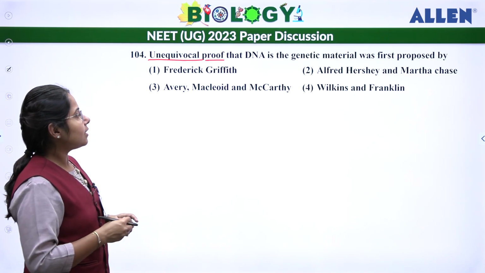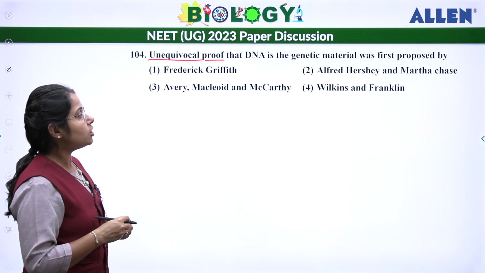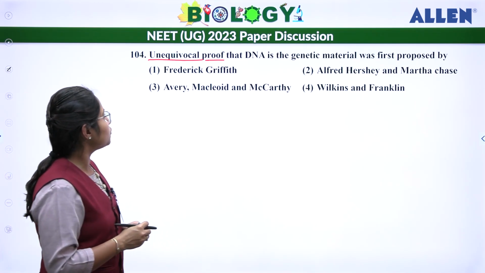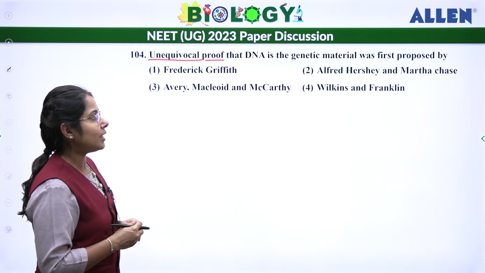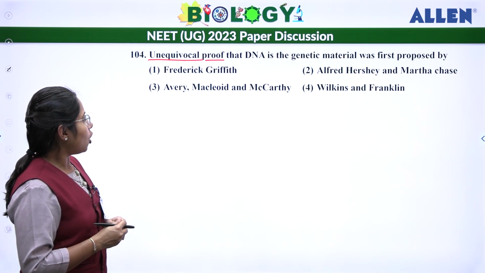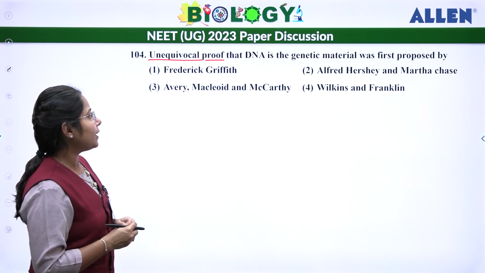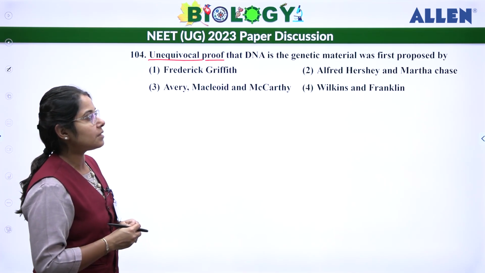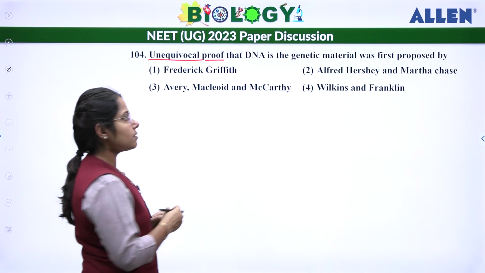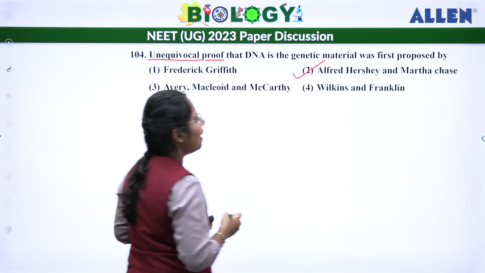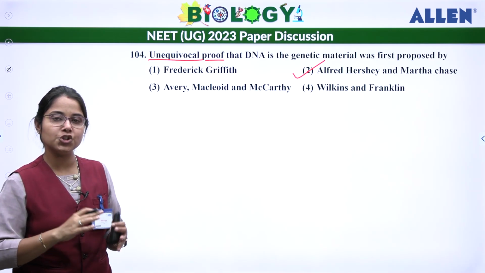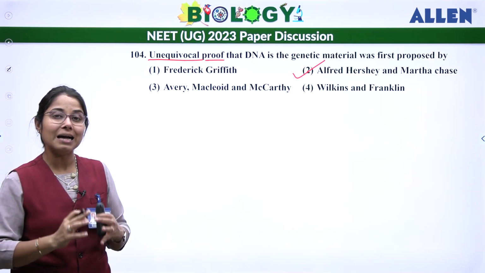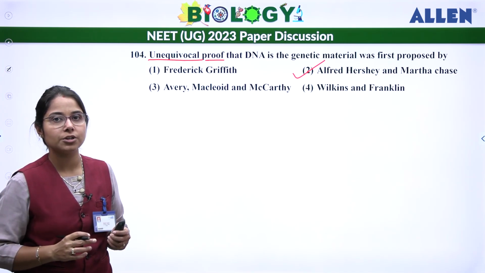So the unequivocal proof that DNA is the genetic material was first proposed by, first option, Frederick Griffith, second option, Alfred Hershey and Martha Chase, third option, Avery, McLeod and McCarty, and the fourth option is Wilkins and Franklin. So which is the correct answer? The correct answer will be Alfred Hershey and Martha Chase. So they performed the Hershey and Chase experiment, which gave the unequivocal proof that DNA is the genetic material.